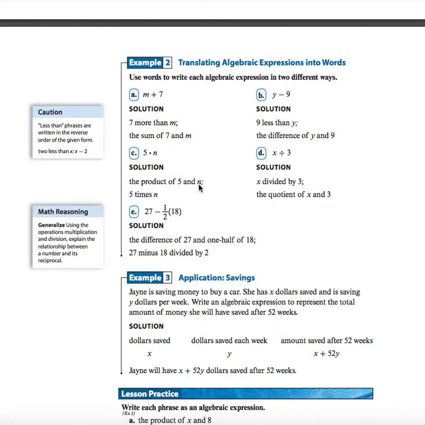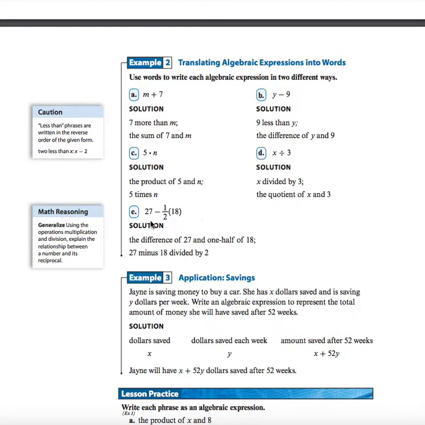What you want to make sure that you're writing out when you see it in expression form is that you have the operation identified. So more than, sum, product, less than, difference. Those key words are showing you what's happening. That makes writing that expression out a lot easier. Letter D, x divided by 3, or the quotient of x and 3.